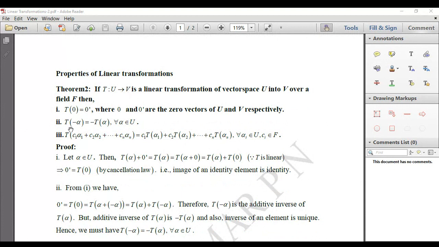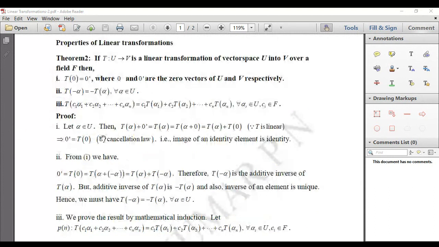And the next thing is the image of the additive inverse of alpha, that is minus alpha, is the same as minus the image of alpha under the mapping T. Both are one and the same. This is true for all vectors in U.